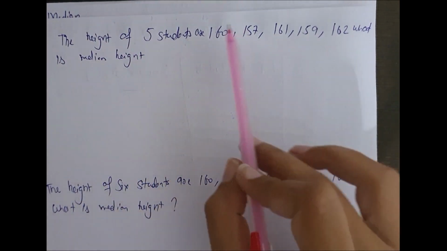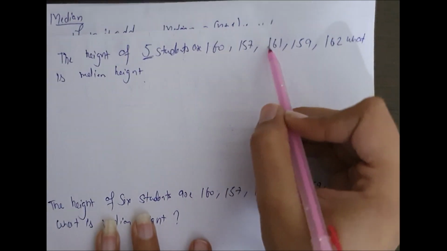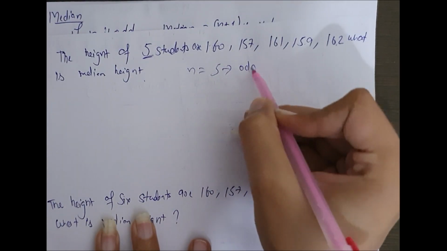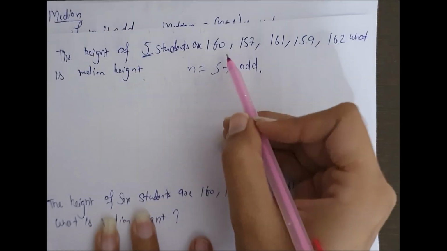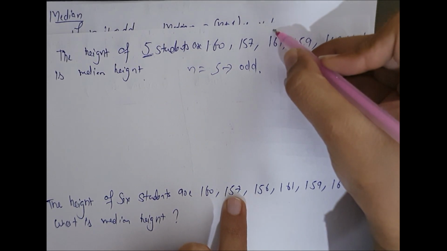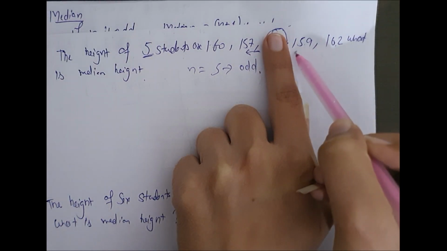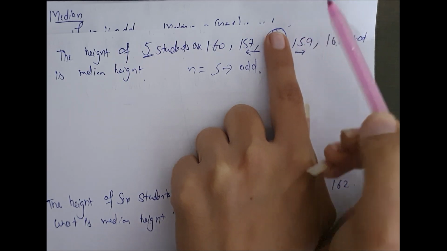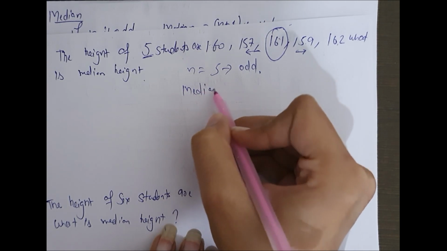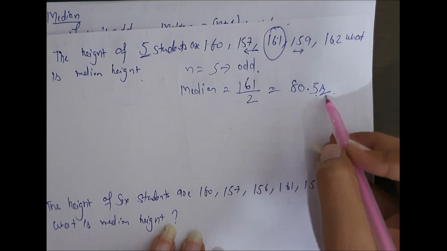The heights of 5 students are these. What is the median height? Here 1, 2, 3, 4, 5. Here n is 5, which means an odd value. If n is odd, then how do we find its median? Its median means the center term. This is the center term. Two values are on its left, two values are on its right. So this is the center term. Then the median is 161 divided by 2, 80.5, this will be the median value.